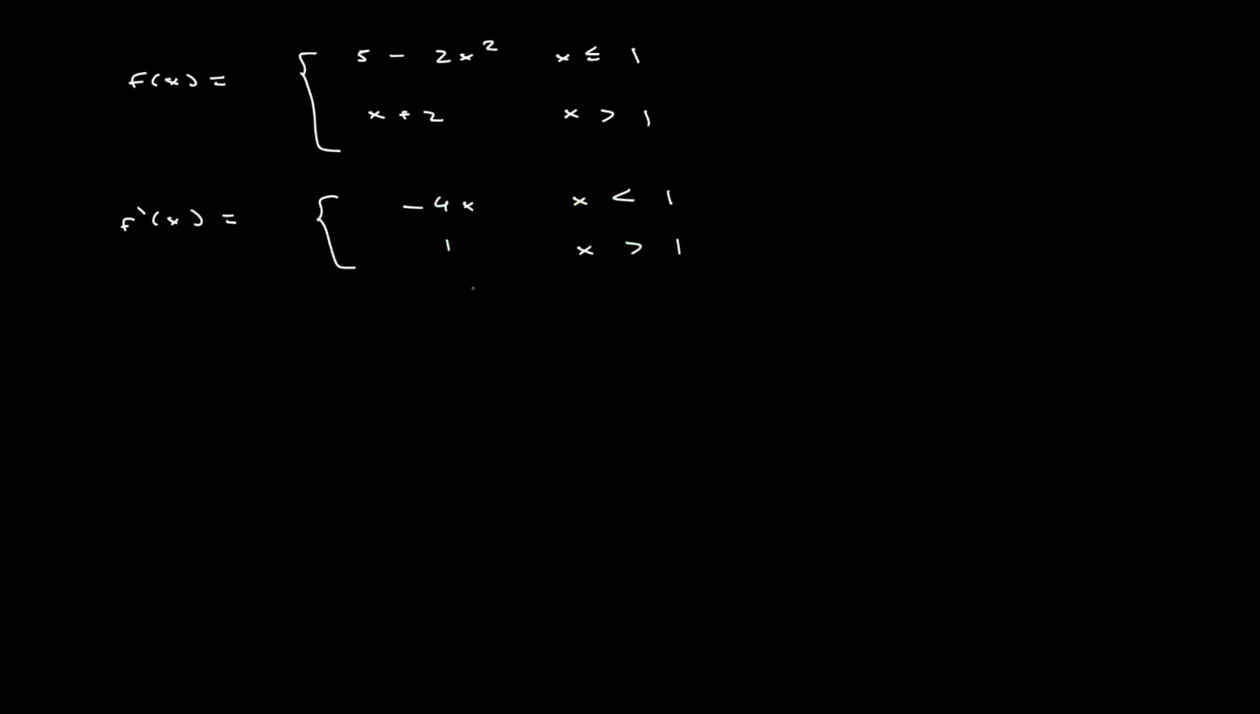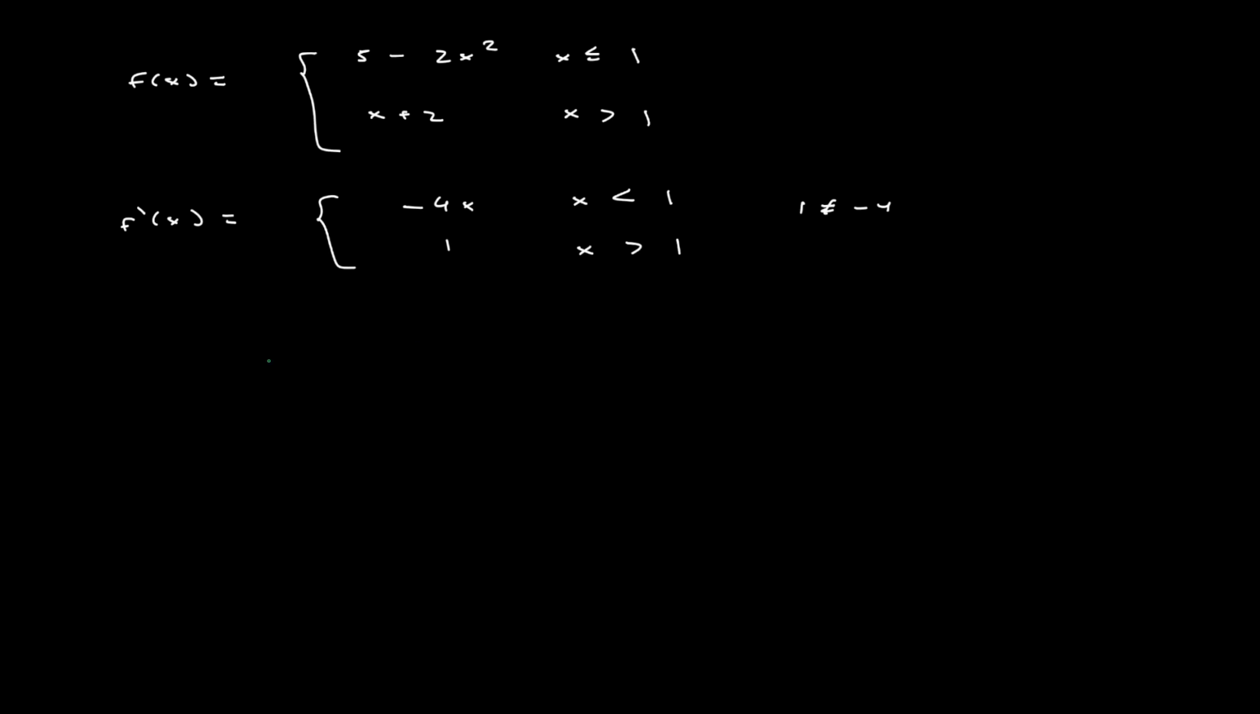And at x equals 1, clearly from the right-hand side our one-sided derivative is 1, and from the left-hand side, or sorry, this is the left-hand derivative, it's -4. The right-hand derivative is 1, and 1 is not equal to -4, so the derivative at x equals 1 is not defined because the right-hand and left-hand derivatives do not match.